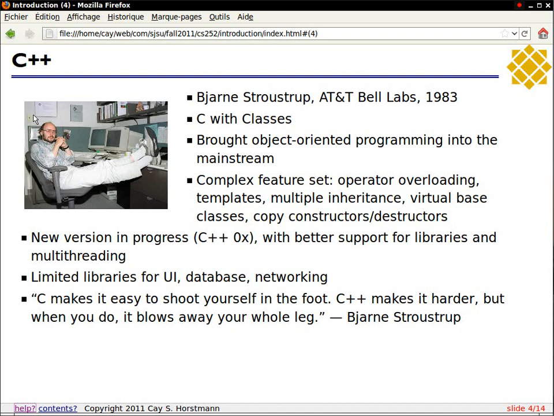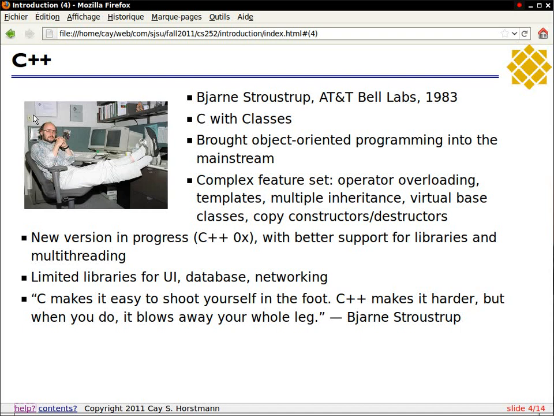So there's a new version. Oops, I need to update this. It's just been approved. C++11 has been approved like a week ago. It's very complex, has lots of great support for libraries. It has some very, very basic support for multi-threading. And so it's a very powerful language.